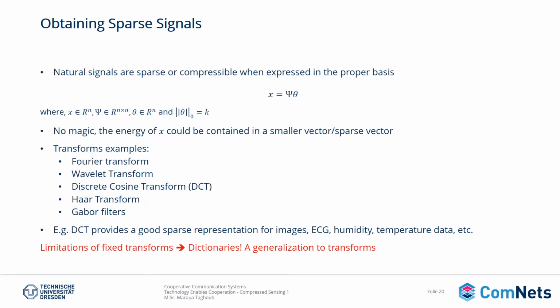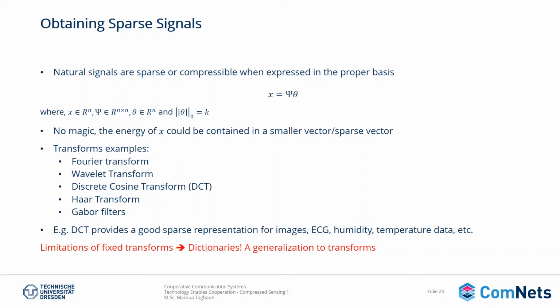But it is also not straightforward to find the right transform for a specific type of data or signals. And sometimes signals cannot admit a sparse representation using these well-known transforms. So here we have a limitation, because there is a limited number of transforms to keep trying. But there is also something really cool that you could actually get yourself. We call it a dictionary, which is a generalization of a transform.